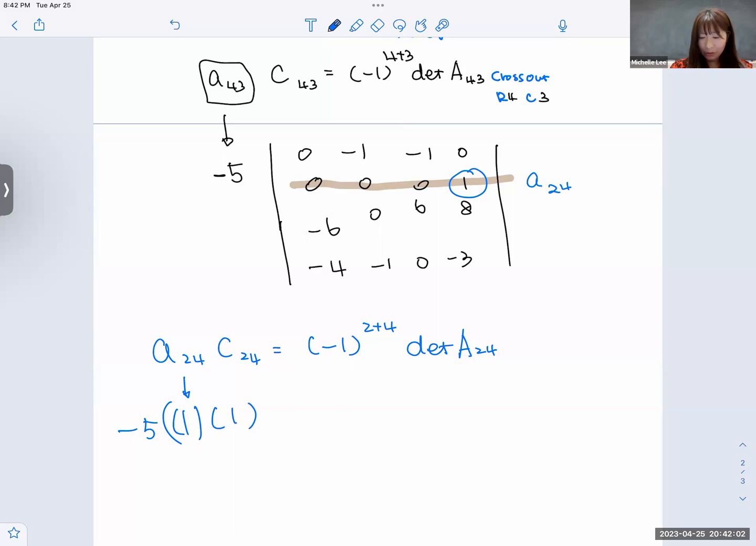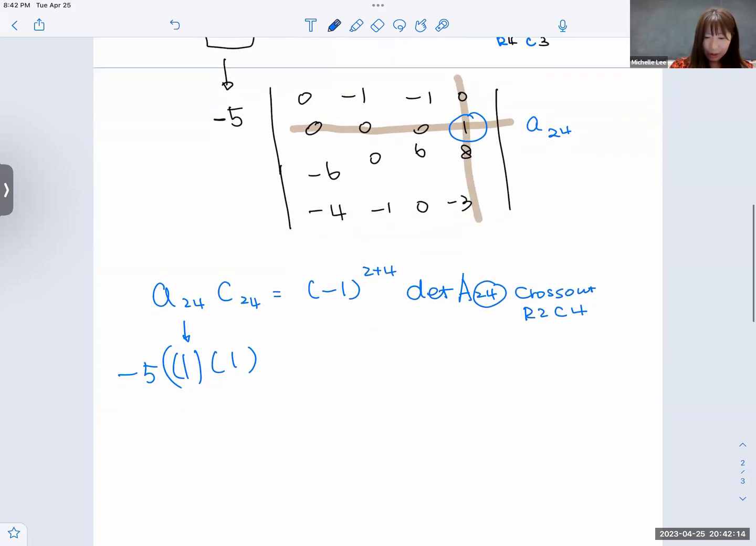And determinant of M_24 means cross out row 2, column 4, right? So row 2, column 4, we cross out. So this will be 0, -1, -1, -6, 0, 6, -4, -1, 0. Correct me if I make a mistake, but you cannot correct me right now.